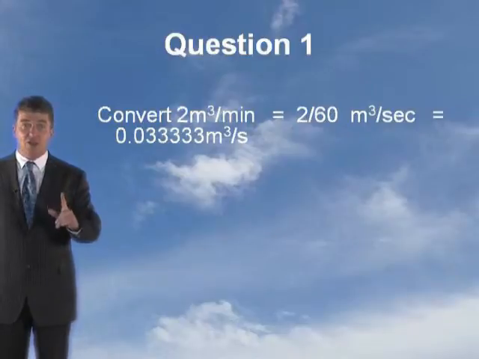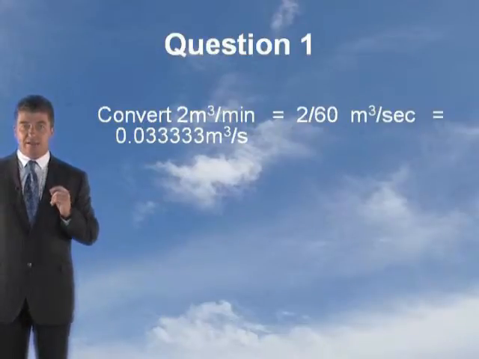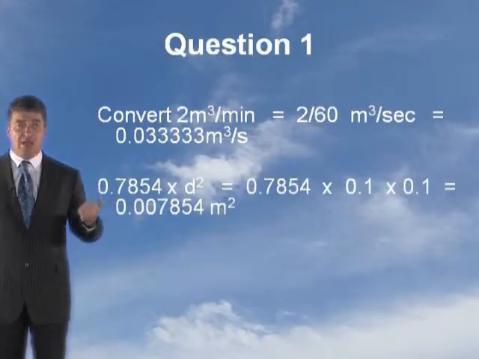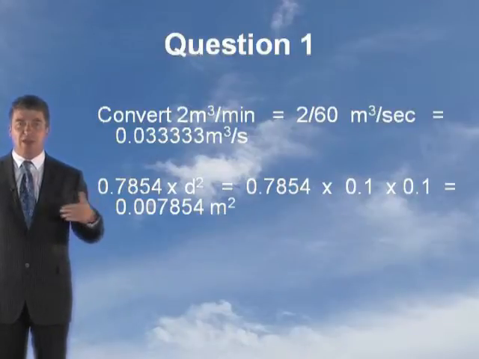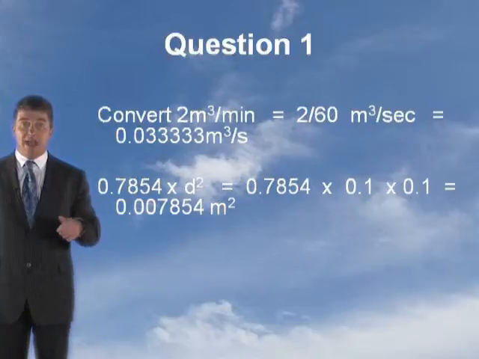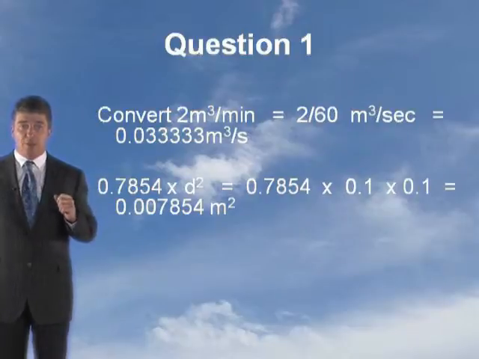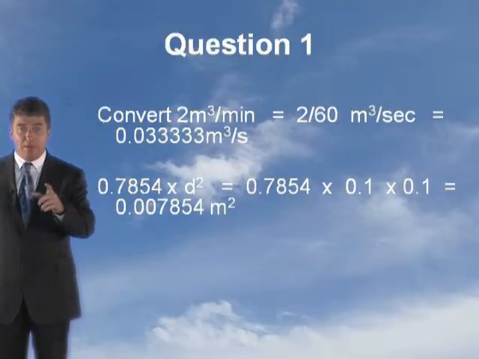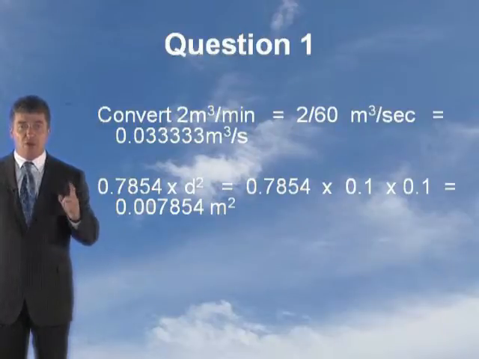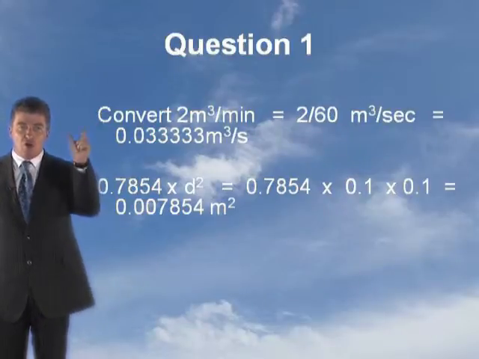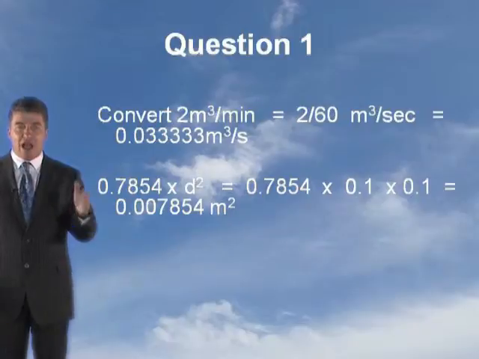Don't forget, the SI unit of area is metres squared. So how do you convert to area if you've got the diameter? Well, the formula to use is 0.7854 times d squared. This is a formula to work out the area when you know the diameter. In this particular one, it's 0.7854 times 100 mil, which is 0.1 metre, squared, so 0.1 times 0.1. The area at the pump is 0.007854 metres squared.